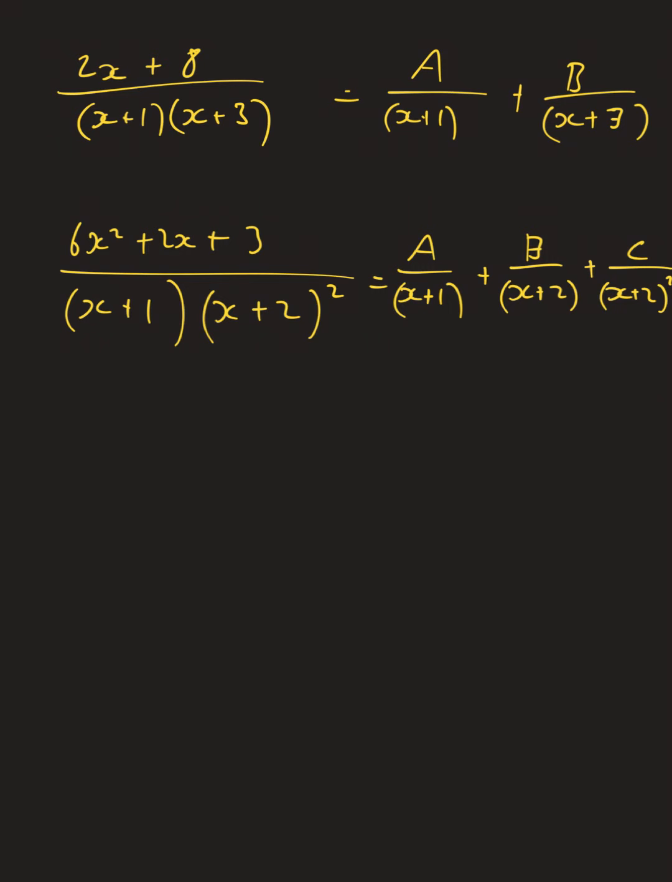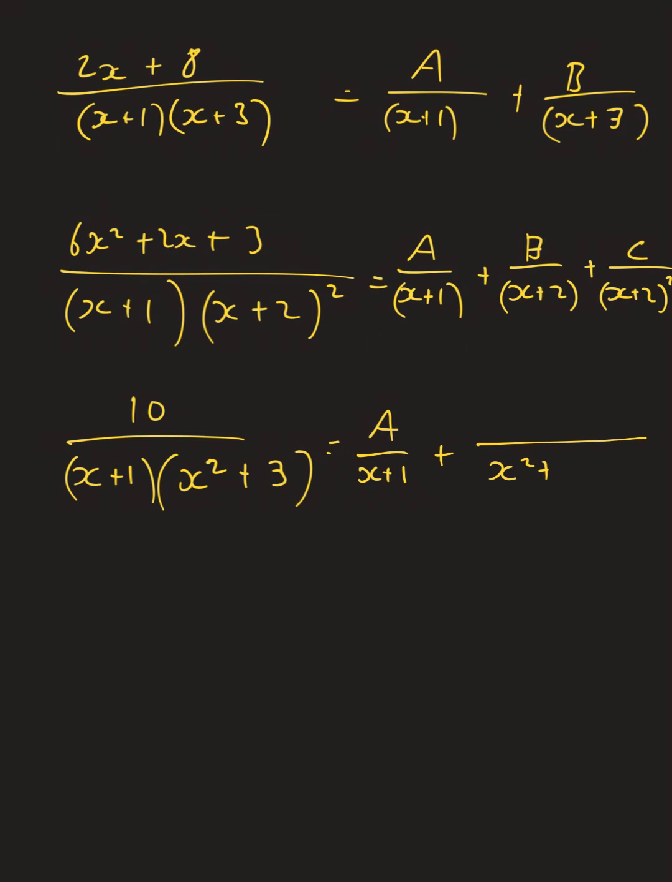Finally, on the bottom you may not be able to reduce the quadratic. So if you have an irreducible quadratic like this one, where I can't factorize that anymore, writing a over x plus 2 and b over x squared plus 3 won't quite work. What you'll have to do is this. You'll have to say that's equal to a over x plus 1 as before, and you'll have to write something over x squared plus 3. But in this case you'll have to have an x term in here. So you'll have to write b times x plus c and work from there.